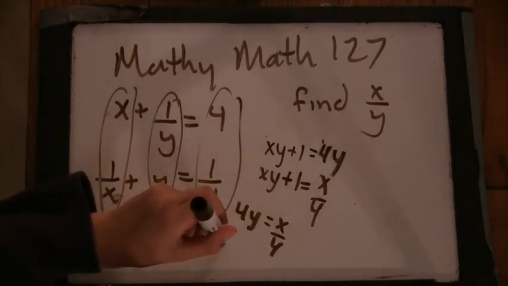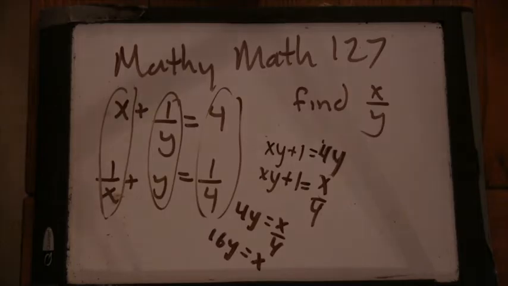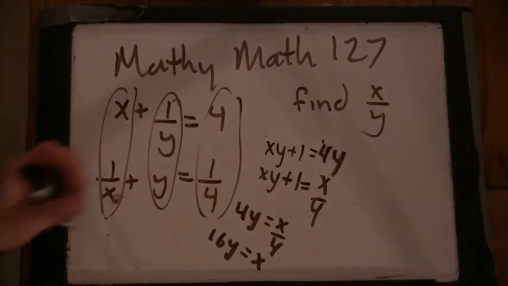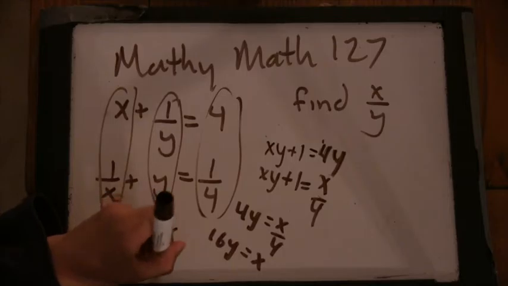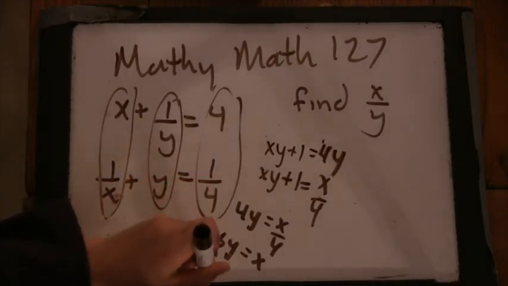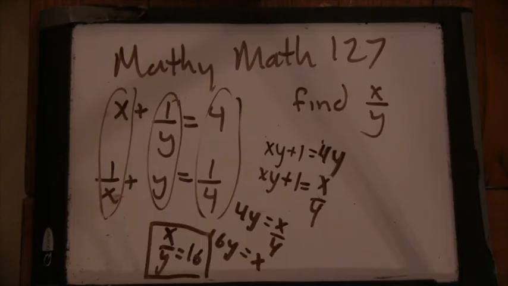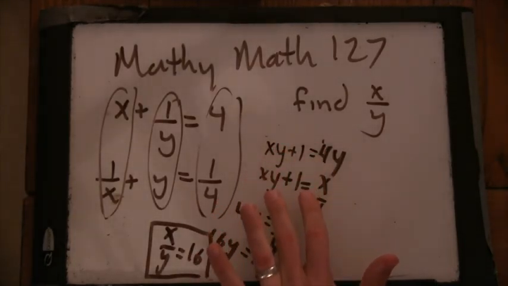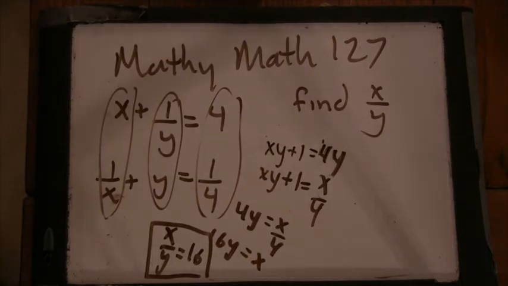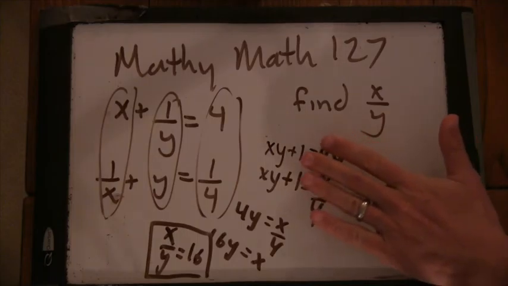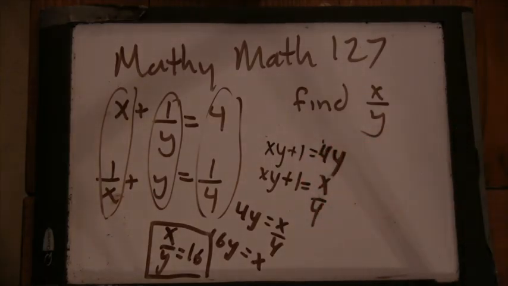So 16y is x. Well, x over y is 16. Interesting. On this one, it just turned out that clearing out the denominators led to an interesting equality, and once you have that equality, noticing that those two things were equal led you to x over y equals 16. Pretty interesting.